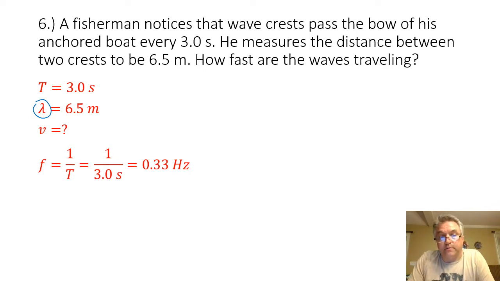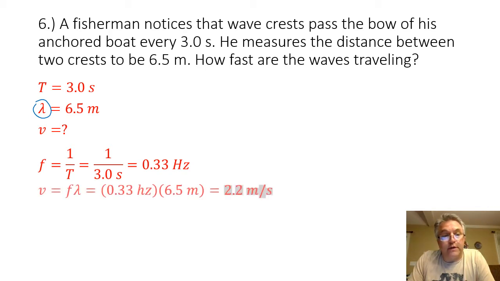0.33 hertz. Now I can find the speed of the wave because I have the frequency and the wavelength. And I know wave speed is frequency times wavelength. So 0.33 hertz times 6.5 meters will give me a wave speed of 2.2 meters per second.